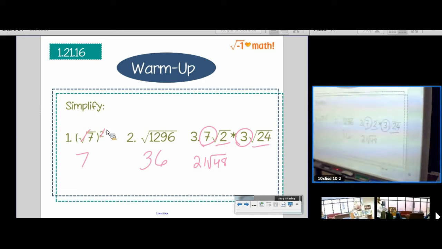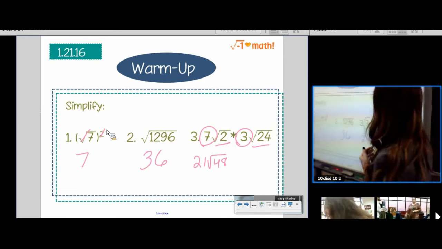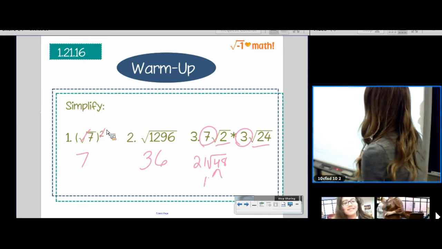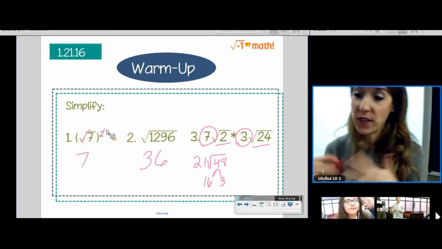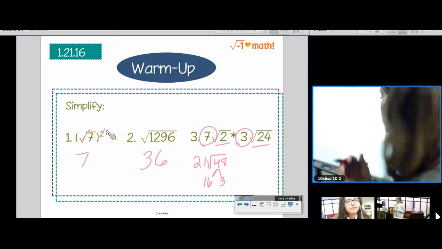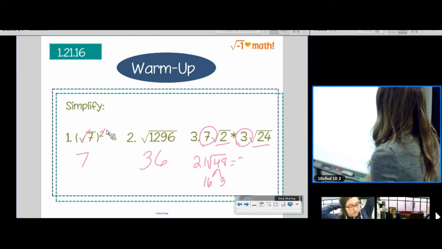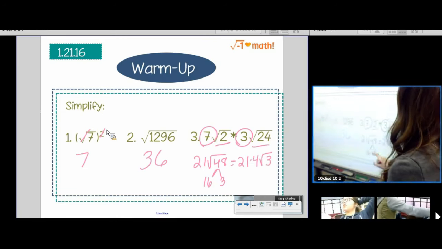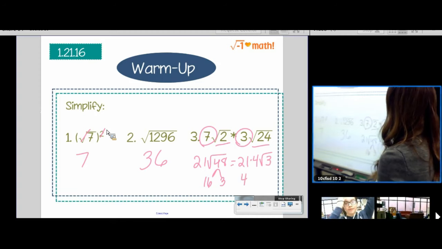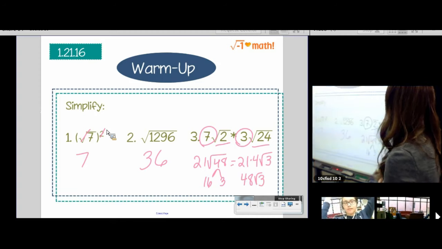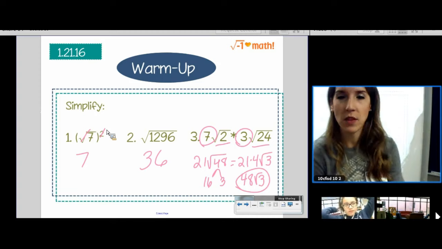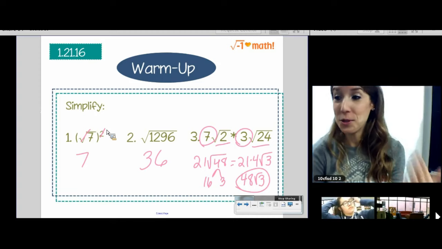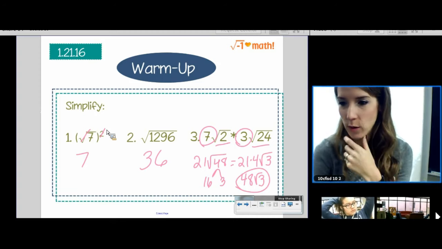So 48 is 16 times 3. I'm going to do it the perfect square way. 16 is a perfect square. Square root of 16 is 4. So I know that a 4 escapes and a 3 is left over. And so that's how we get 48 root 3. If you factor tree it, you'll get the same thing. A 2 will escape, and a 2 will escape for a total of 4 when you multiply them.